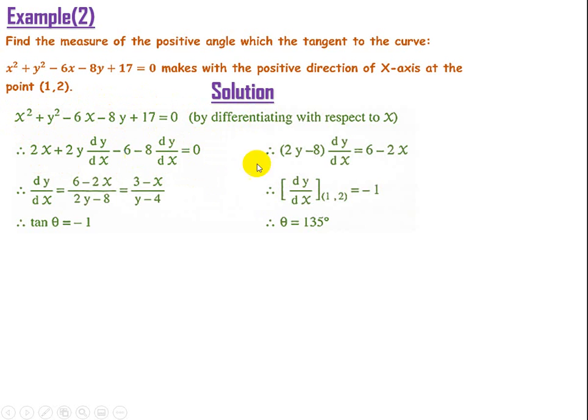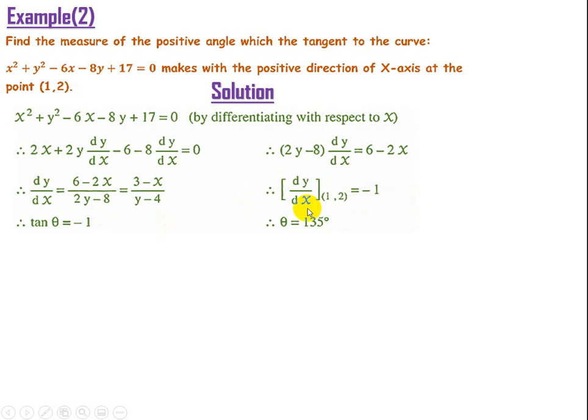Taking dy/dx as a common factor, the remainder is 2y - 8, and moving -6 and 2x to the other side using the opposite sign, it will be 6 - 2x. So dy/dx = (6 - 2x)/(2y - 8). Taking 2 as a common factor up and down and cancelling it, dy/dx = (3 - x)/(y - 4).